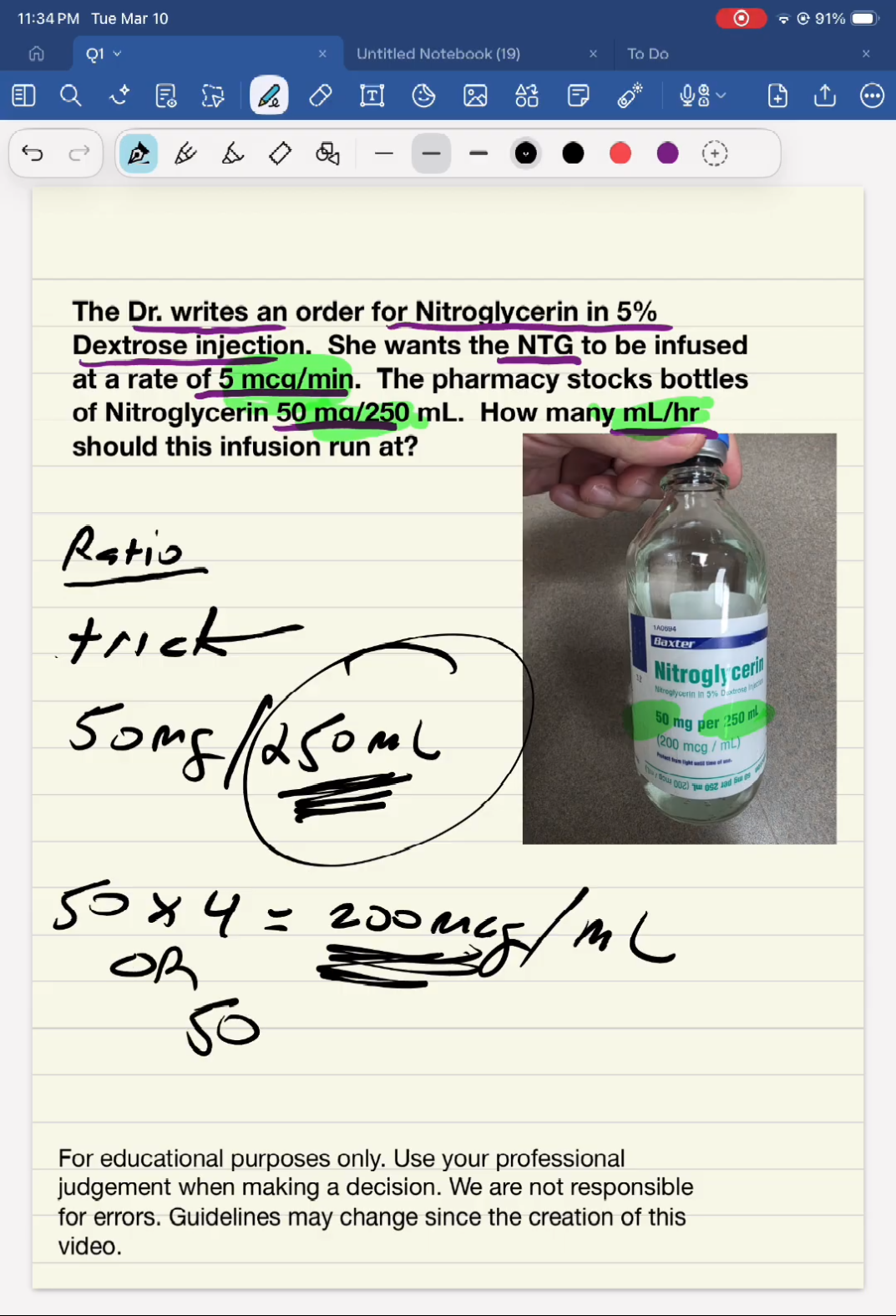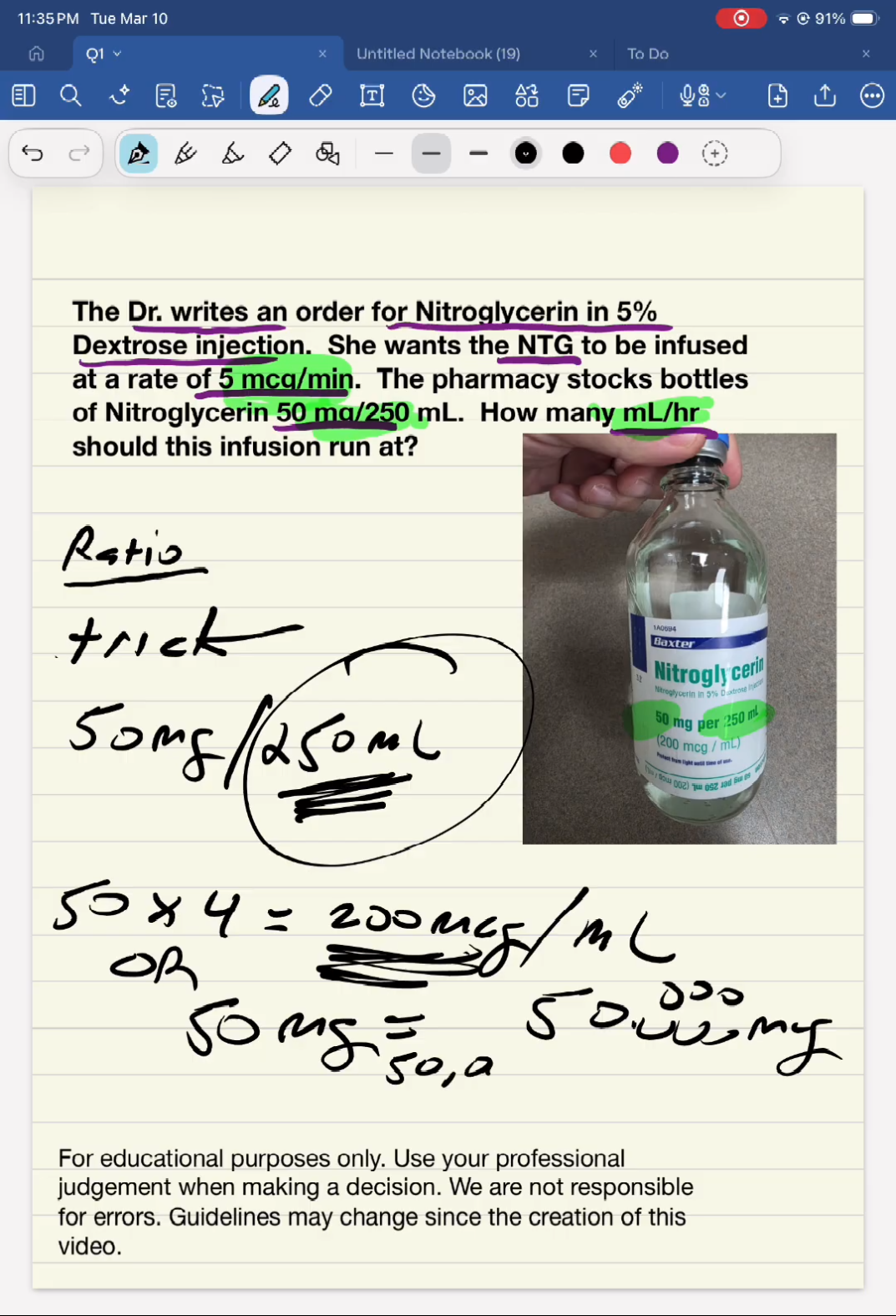Or you can just write 50 milligrams. And we know milligrams to micrograms, we move the decimal point 3 spaces to the right. So what you're going to do is just add 3 zeros. So it's going to be 50,000 micrograms per 250 ml. So this is just another way to convert the milligrams to micrograms.